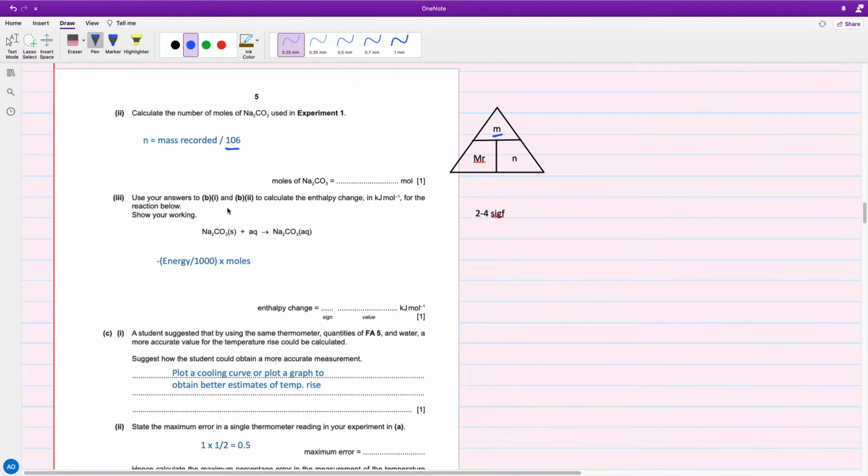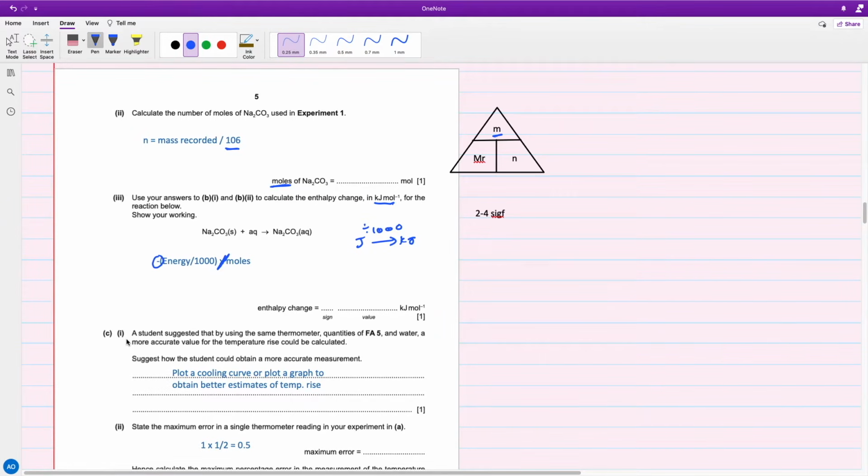Now use your answer to BI and BII to calculate the enthalpy change. Now you don't really need to memorize any formula, but you know it's kilojoules per mole. First of all, this is divided by moles, so per mole is just a division, right? So you're going to have energy divided by moles. Your energy we found was in joules. To get to kilojoules, we have to divide by 1,000, and then divide by moles. So the moles you found right here, and that will get you your enthalpy change.